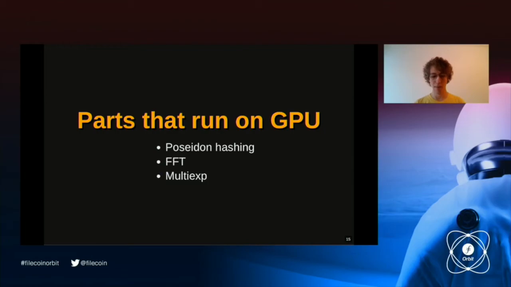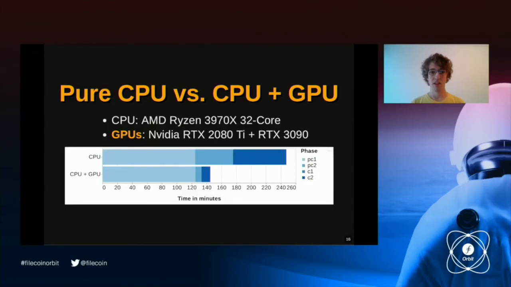So to recap, the parts that run on the GPU, from the whole process of creating the replica, sealing, and creating the proofs, are actually only the Poseidon hashing, the fast Fourier transform, and the multi-exp. So let's look into what this means and what performance improvement it gives you.